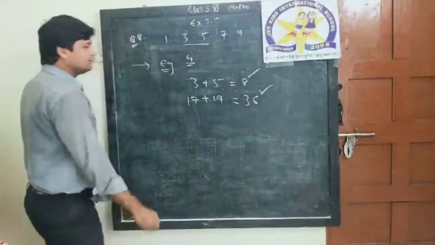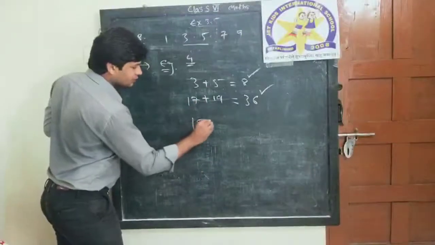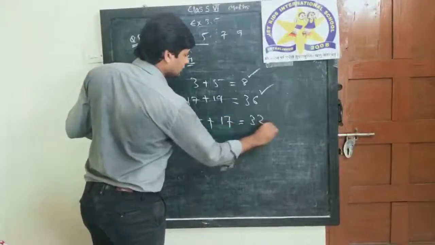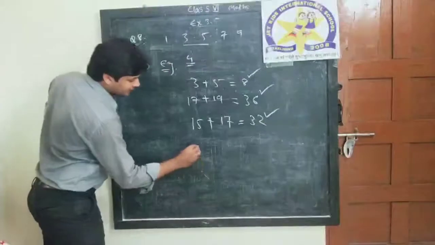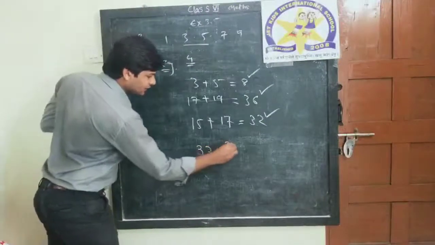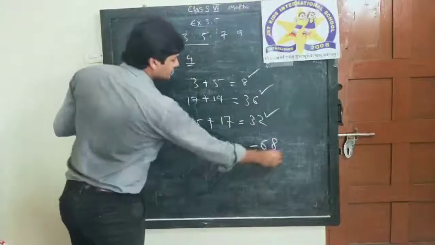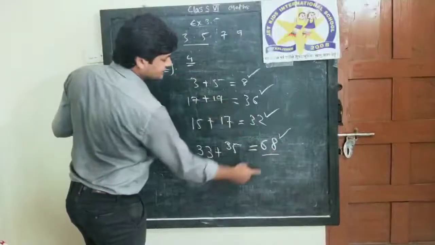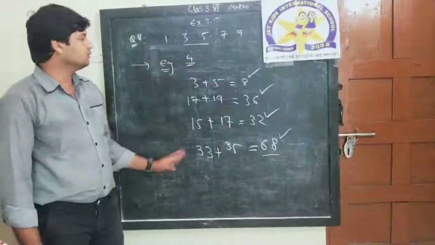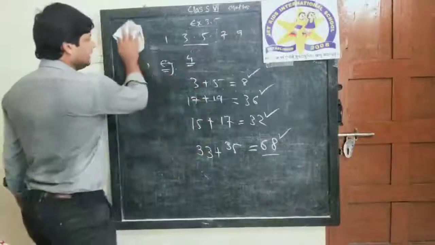Then I am taking again 17 plus 19, which is 36. 36 is divisible by 4. Then I am taking higher: 15 plus 17, how much? 32, divisible. Then 33 plus 35 will be 68. 4 17s are 68, right? Clear? So this is how you will give examples to verify your answer of question number 8.